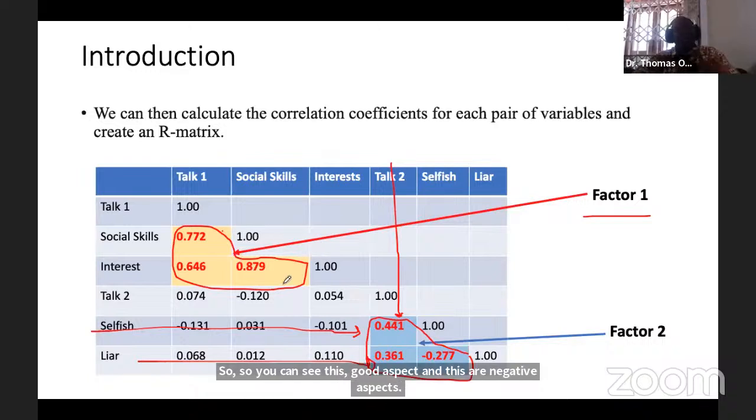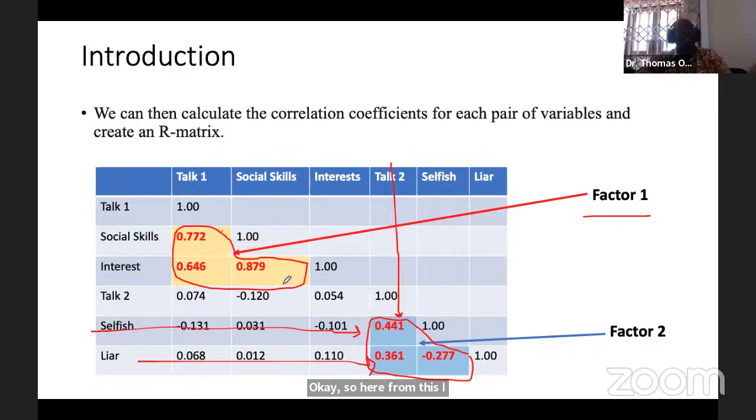Okay. So here from this, remember this is a multivariate set. So we have variable 1, variable 2, variable 3, variable 4, variable 5, variable 6. So with multidimensional reduction, we are interested in reducing these variables to say 2 principal components or 2 factors and so on.